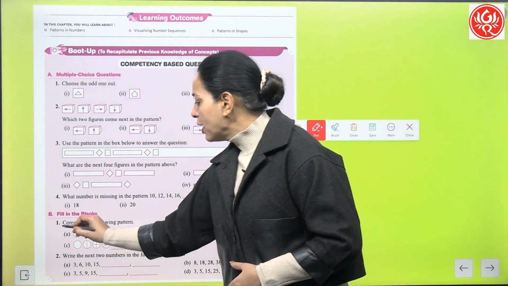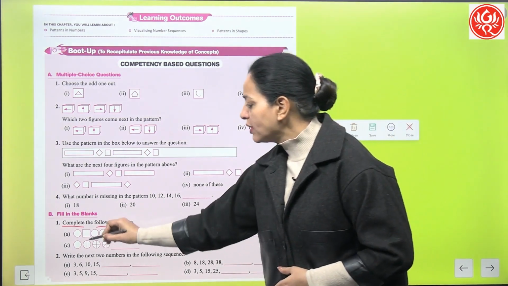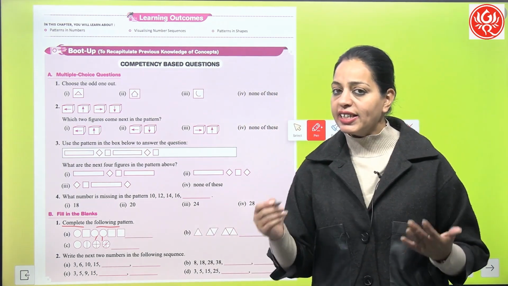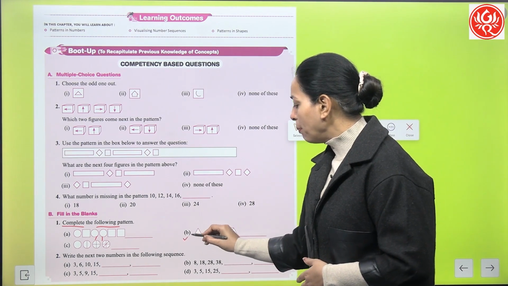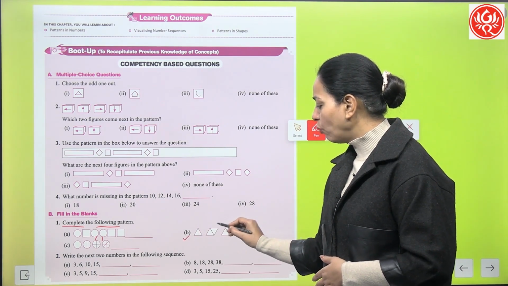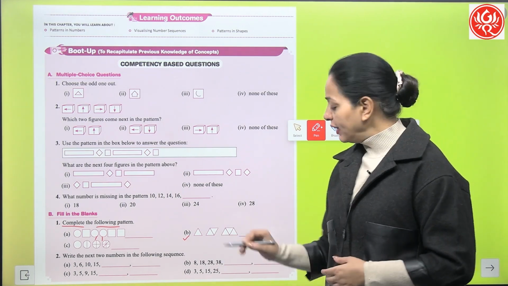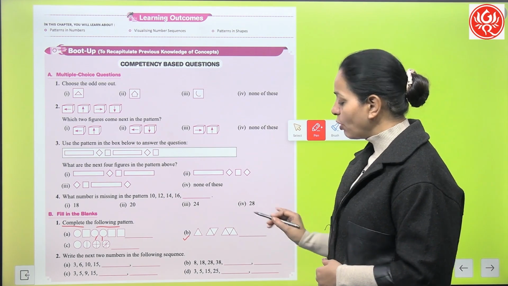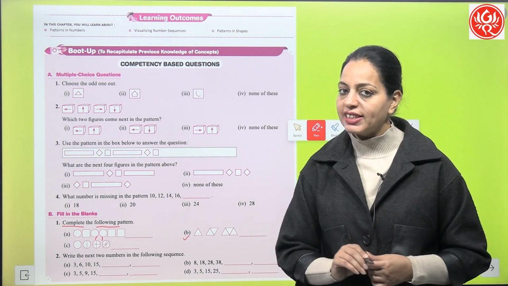The first one, complete the following pattern. A part here: one circle, one square. Then two circles, two squares. Then next, three circles, three squares. Okay, and here B part: one triangle, then we are adding one triangle on one of the sides, then we are adding one more triangle, and then in the next we are adding one more triangle on one of the sides.